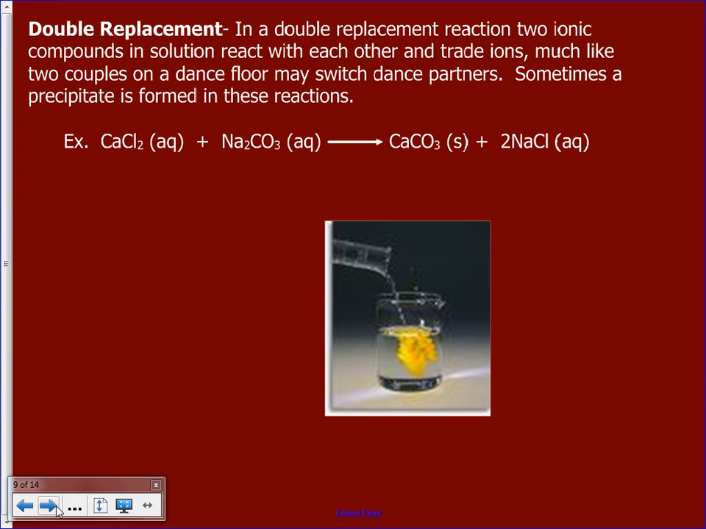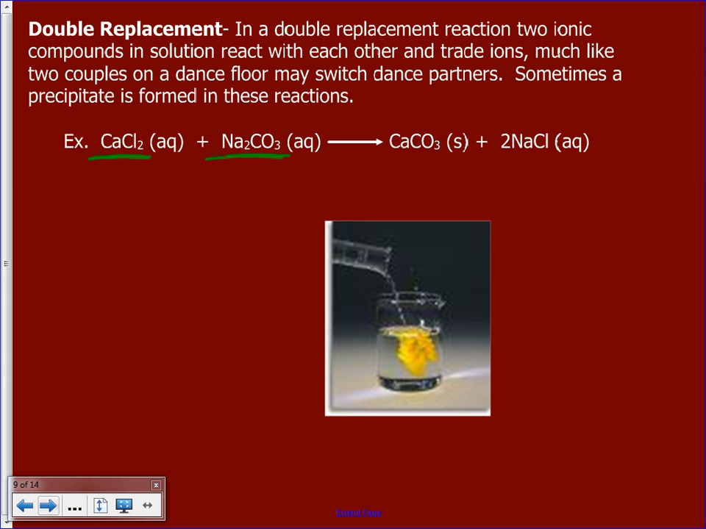So a double replacement reaction then is exactly as it sounds. Now there's no lonely people. There's 2 couples. Don't take that example too far though. There's 2 couples, and when we're done the reaction, there'll be 2 different couples. We have an ionic compound that's reacting with another ionic compound, and when we're done, we get 2 new ionic compounds. So this reaction here starts with calcium chloride and sodium carbonate.